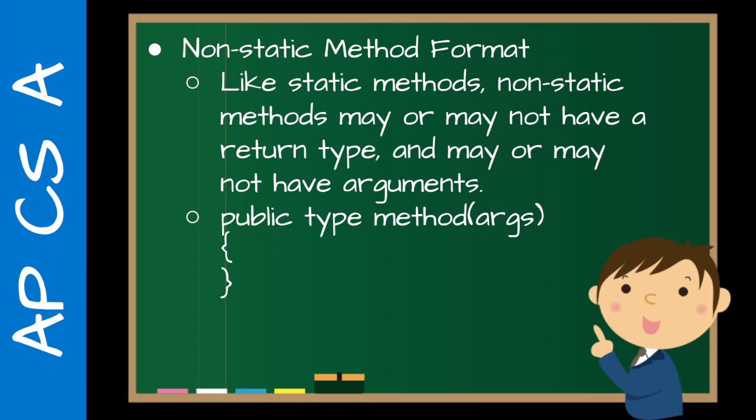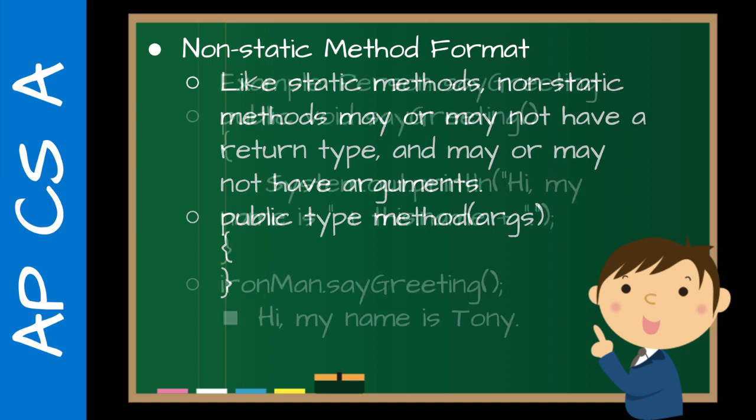So, non-static method format. It's very similar to static methods. They may or may not have a return type. They may or may not have arguments. But the big difference is, you'll see here, there's no static. Our static methods had public, static, type, method, args. This one just has public, type, method, args. And again, outside of the static part, return type or void, arguments or no arguments. So there are four possibilities there, just like with the static methods.